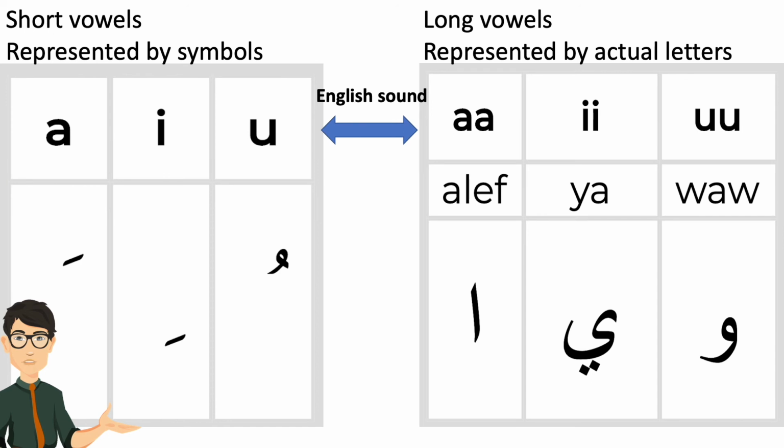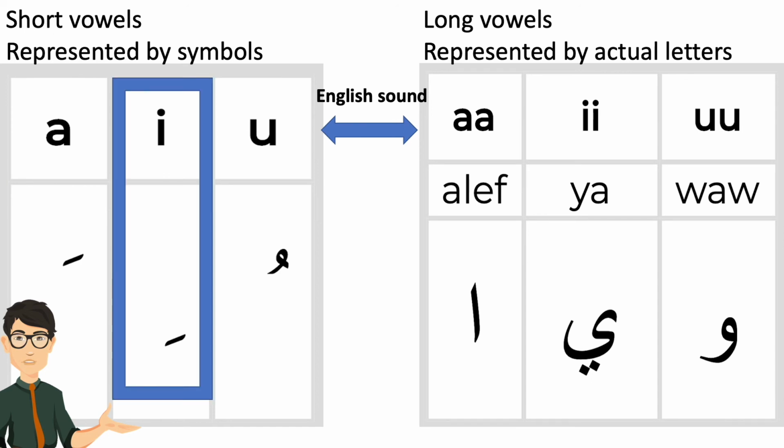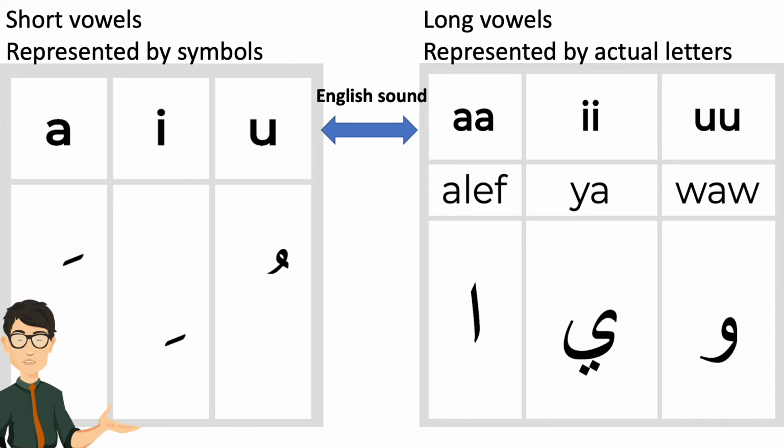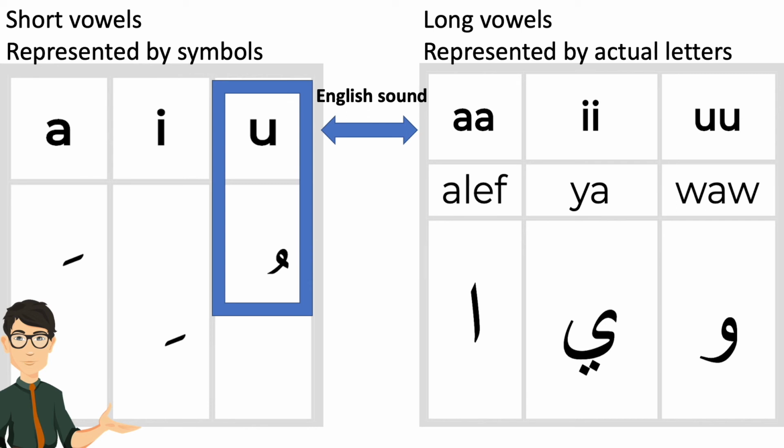The English letter I is going to be representing the Arabic vowel al-kasra, and which sounds like I. And the English letter U is going to be representing the Arabic vowel ad-dhamma, which sounds like O.